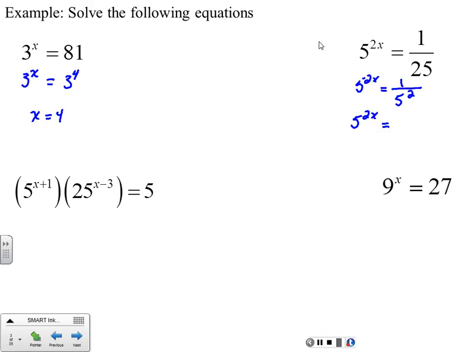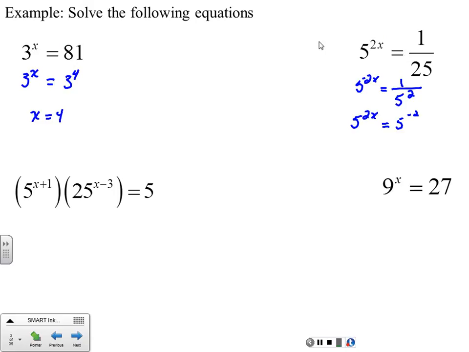It's a real easy fix. If you have an exponent in the denominator and you need it to be in the numerator, what do you do? 5 to the negative 2. Do you remember that? 1 over 5 squared is the same as 5 to the negative 2. If you have a power in the denominator and you need it in the numerator, you just change it to a negative exponent. It's the reciprocal factor, okay?